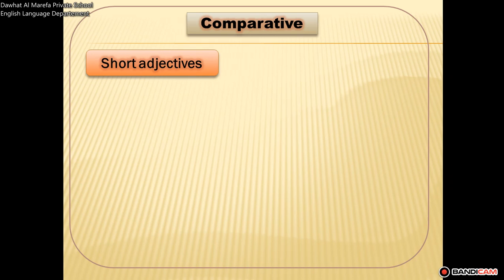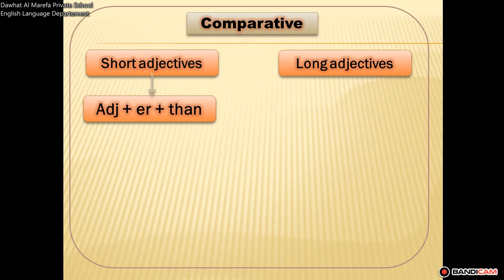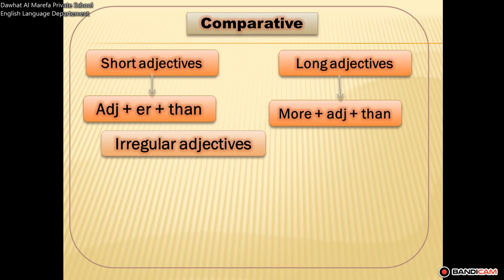So we have short adjectives and we have long adjectives. When you have a short adjective, you have the adjective and you add er and you put the word than. With long adjectives, you write more before the adjective and then than after the adjective. And you have irregular adjectives, as you know, and we are going to revise them. They are like good and bad. If you have good, you cannot say gooder. You must say better than. If you have bad, you cannot say badder. You must say worse than.